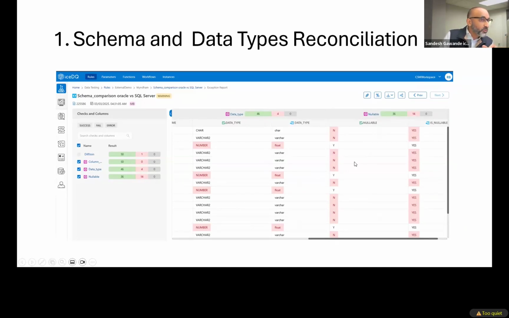And if you look at nullable, in the source some things are nullable and somewhere they are not. So it's not nullable here and here it is yes. These are things that you can capture by doing data schema reconciliation. So step number 1 is to make sure that the schema between the legacy system and the new system is the same or similar, and the similarity is dependent on the rules that you have.